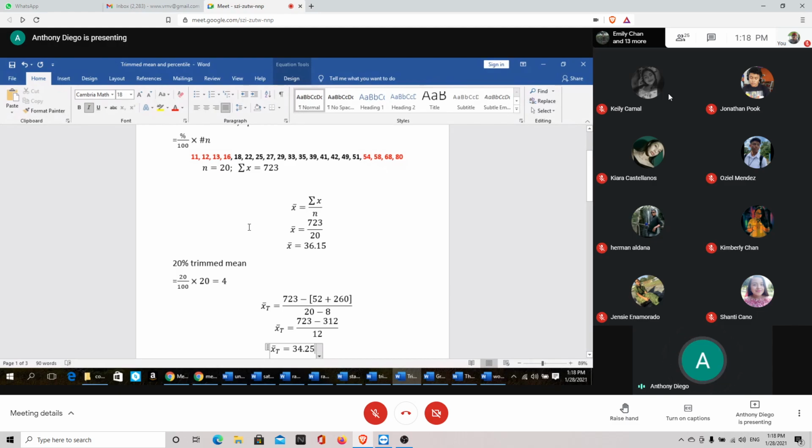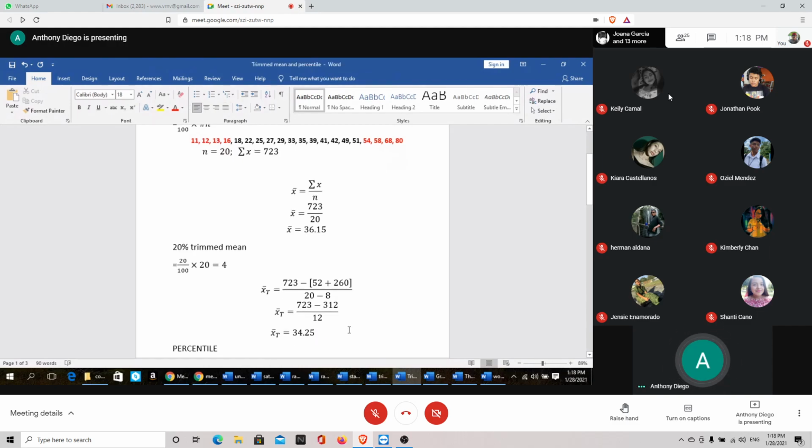Now the other point here is to find the percentile. Remember, we have spoken about the lower quartile, the median, and the upper quartile. Now this is the percentile.